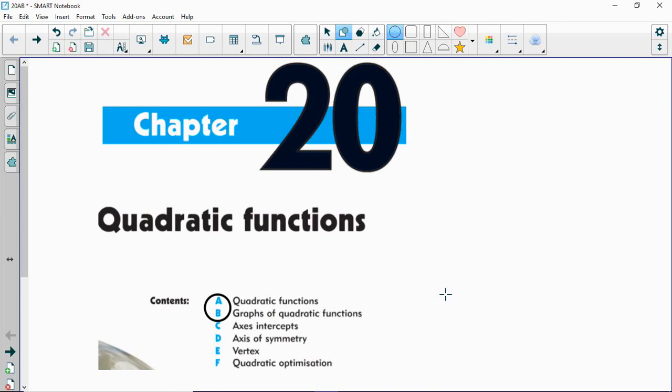All right, everybody, this is chapter 20, quadratic functions. We're going to look at the first two sections today. There's a lot in this chapter. I happen to really like it. A lot of interesting ideas that connect to each other in multiple ways. This is the kind of thing that excites me. You should be excited too.